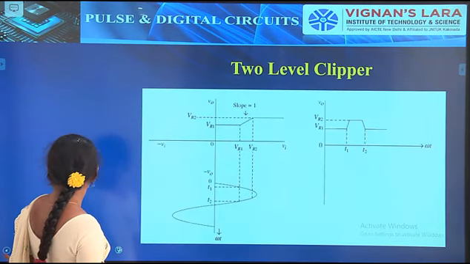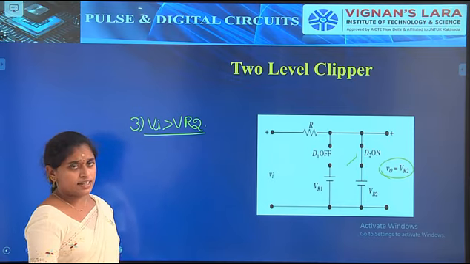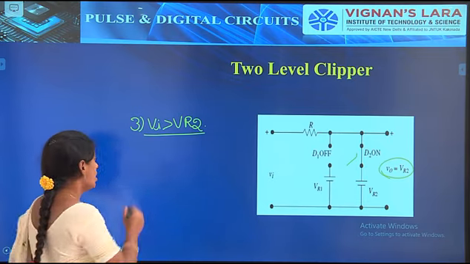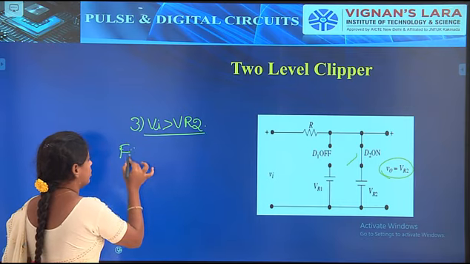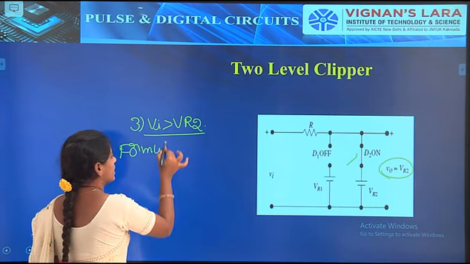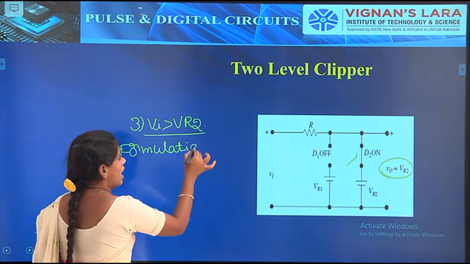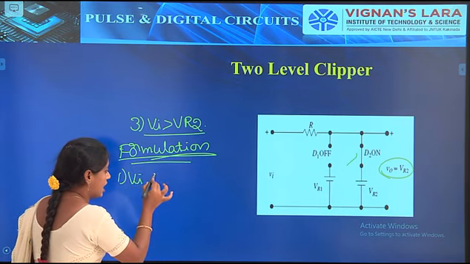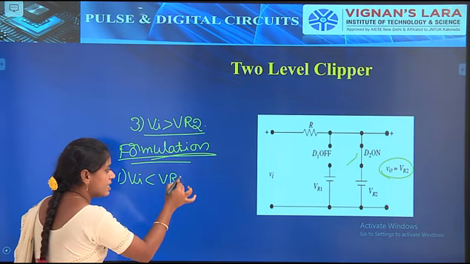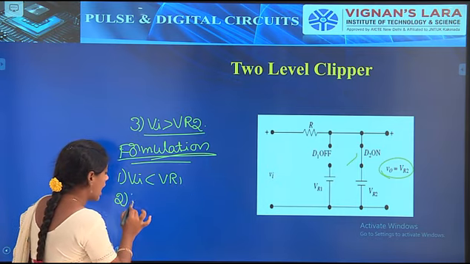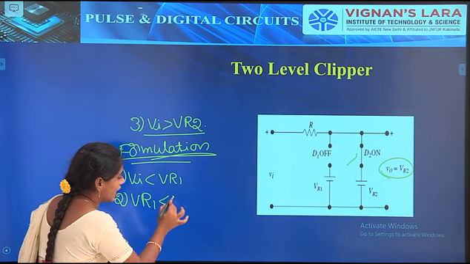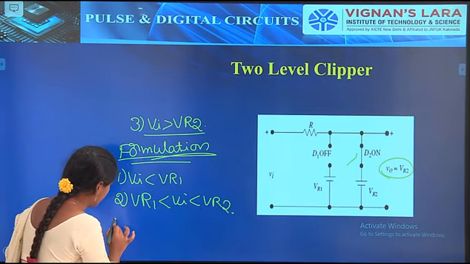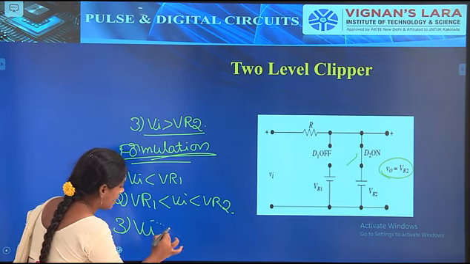And now we have to formulate the transfer characteristics. What is the formulation of transfer characteristics? We have to observe. That is step 2, formulation of transfer characteristics. We take the 3 conditions: VI less than VR1, next VR1 less than VI less than VR2, and the next condition VI greater than VR2.